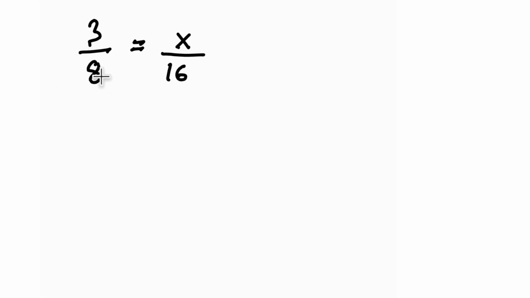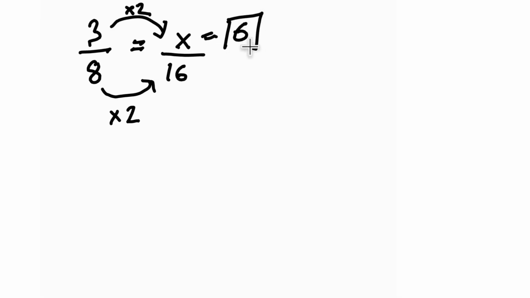So to get from 8 to 16, what do you do? 8 times 2 is the only multiplication. 8 times 2 is equal to 16. So we have to do the same thing on the top. 3 times 2, and then x is equal to 6. So 3 over 8 is equal to 6 over 16.